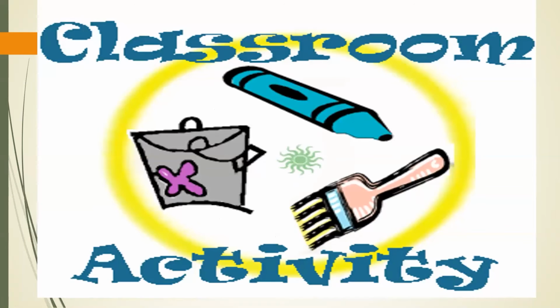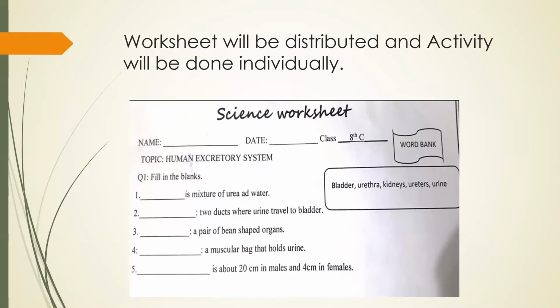Now it's time for the class activity. It's a very interesting and very easy activity. You just have to write your names, and the word bank is given. You just have to put the words in the given blanks. Number 1, dash is a mixture of urea and water. Number 2, dash, 2 ducts where urine travels to the bladder.